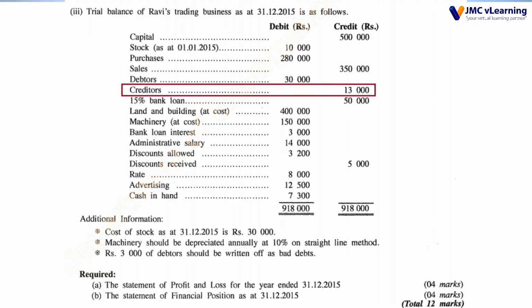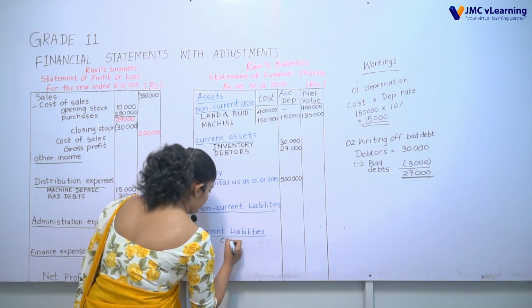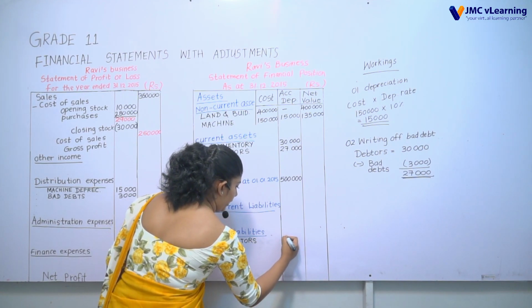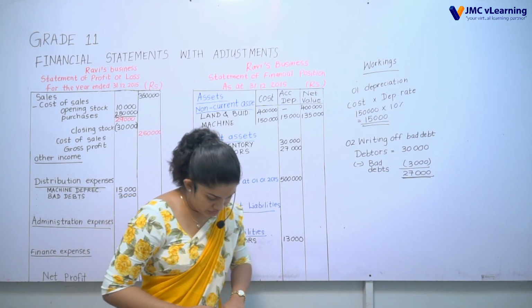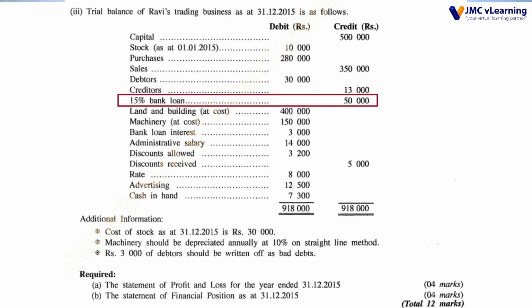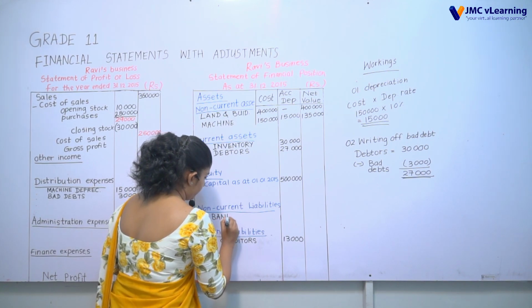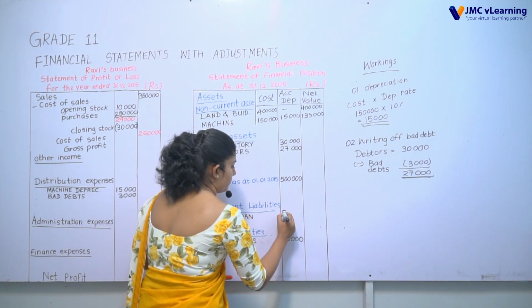Next, debtors we have already recorded. Creditors 13,000. Current liabilities, creditors 13,000. Done. Next, 15% bank loan, 50,000. Non-current liabilities, bank loan, 50,000.